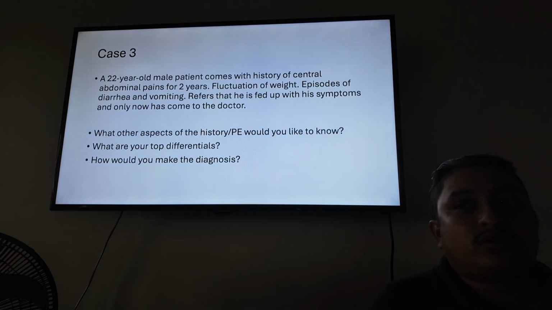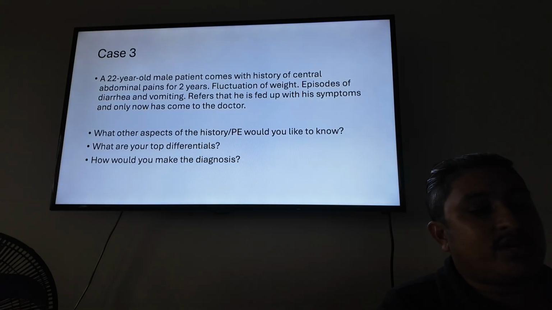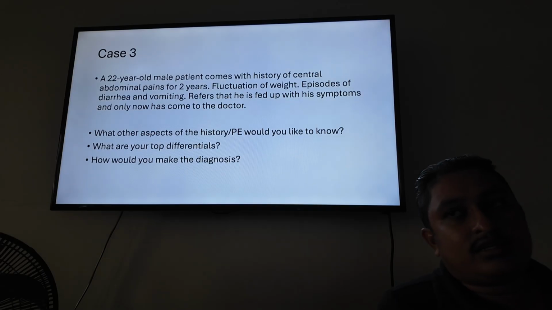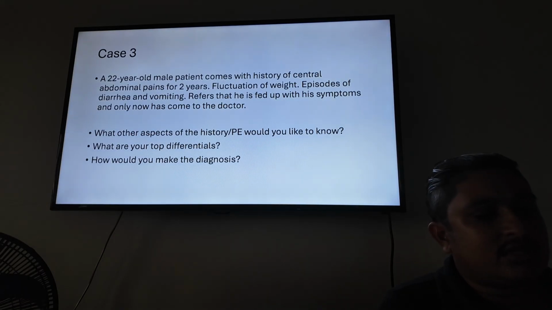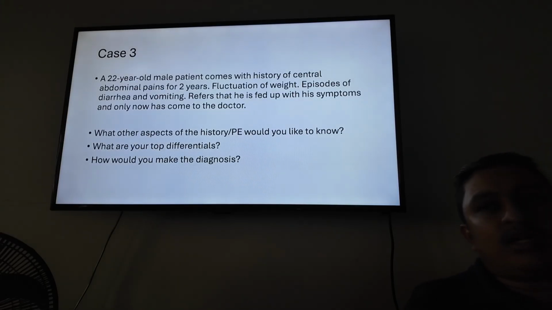All right. So you have a 22-year-old male patient who comes with a history of central abdominal pains for 2 years, fluctuation of weight, and episodes of diarrhea and vomiting intermittently. He says he is fed up with these symptoms, and now he comes to see a doctor for the first time concerning it. What are the things you want to know?